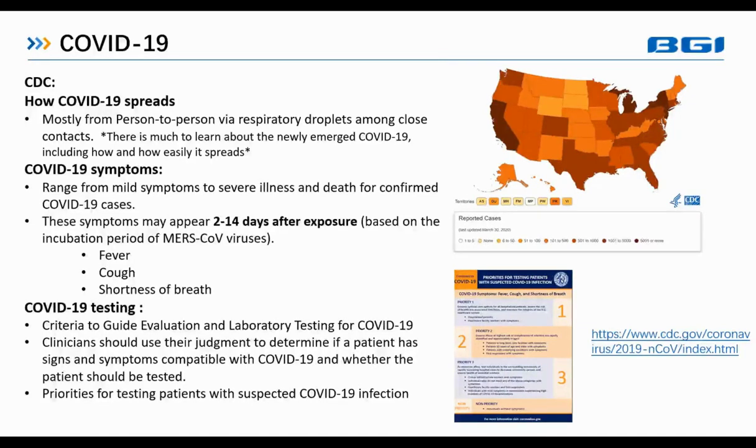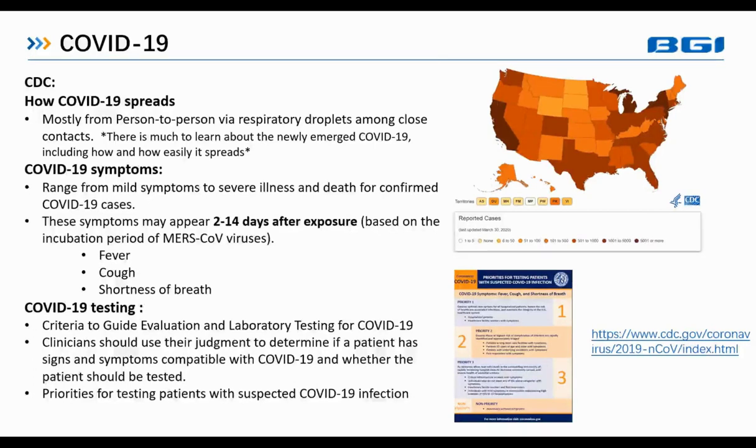In the United States, the number of confirmed cases is also growing every day. CDC has published guidelines for patients, healthcare providers, and laboratory professionals. The information here is from the CDC website, just to give you a brief overview of COVID-19. Although there is still a lot to be learned about COVID-19, current thinking is that it spreads from person to person through respiratory droplets among close contacts.